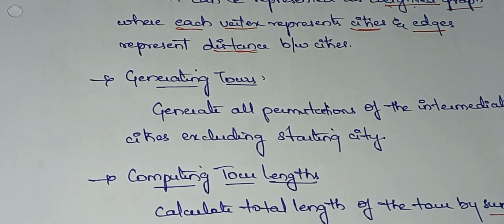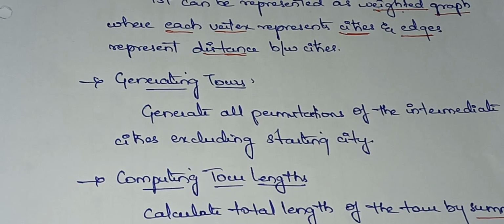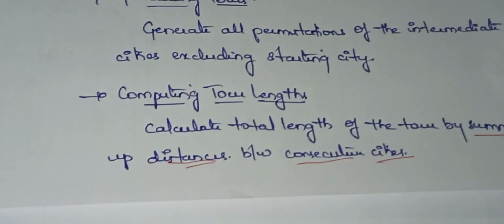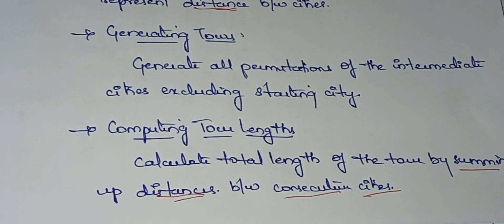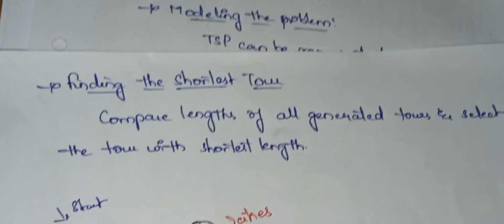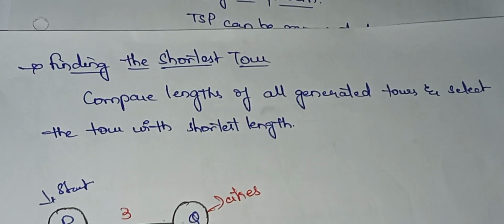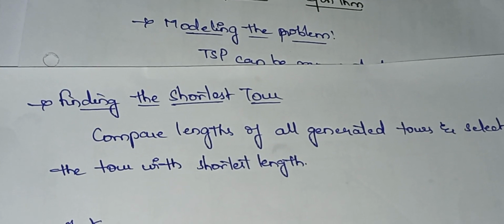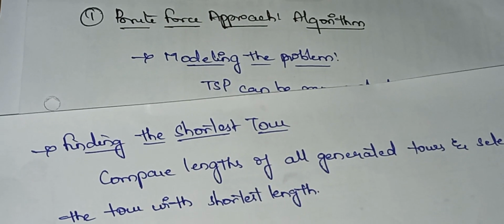Next, second is generating tours. You have to start generating all the permutations from a particular city. You have to cover all the intermediary cities and again return to the same city. Now computing the tour length, that is, for every tour you have traveled, you have to calculate the distance. And next, the fourth step is finding the shortest tour, that is, from all the permutations generated, you have to finally look into the shortest distance or the shortest permutation that is generated. So this is the brute force approach algorithm for TSP.